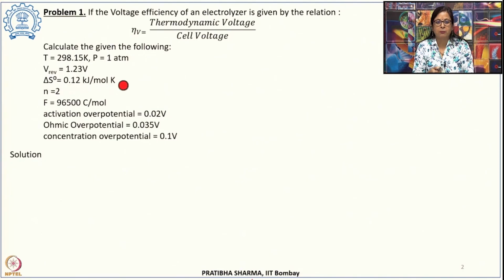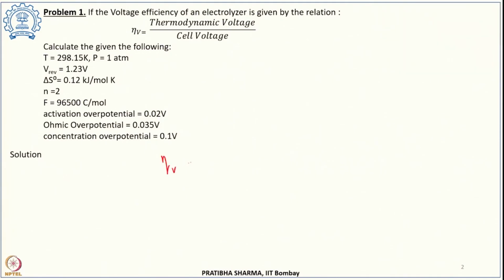per mole per Kelvin, n number of electrons participating in the reaction, Faraday's constant 96500 coulomb per mole, activation overvoltage for the cell is given to be 0.02 volt, ohmic overvoltage as 0.035 volt and concentration overvoltage as 0.1 volt. Now, given these conditions, we have to find out what is the voltage efficiency value. So, what we have to find out is eta V.